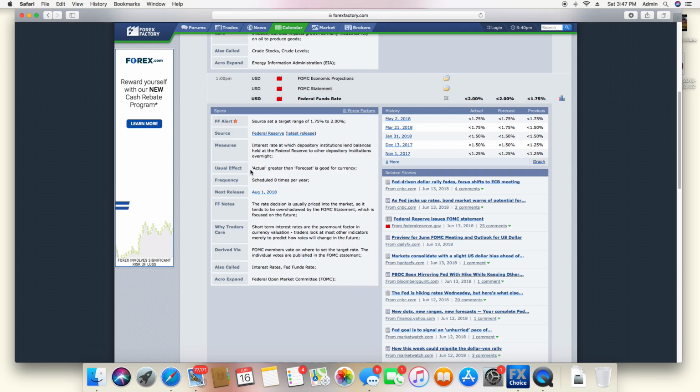So if the actual rate of it is greater than what's forecasted, then whatever currency pair that's affected, which is the US dollar, is going to shoot up.